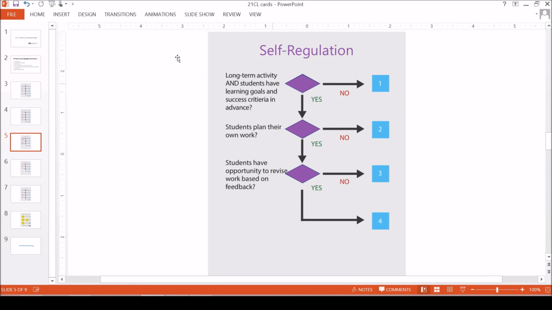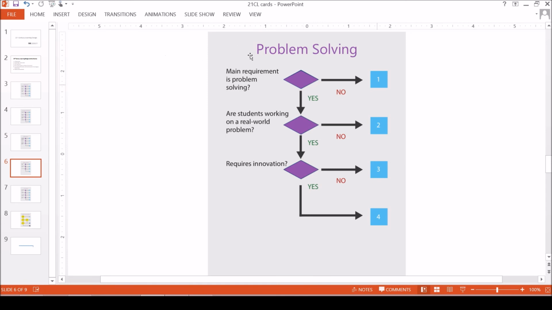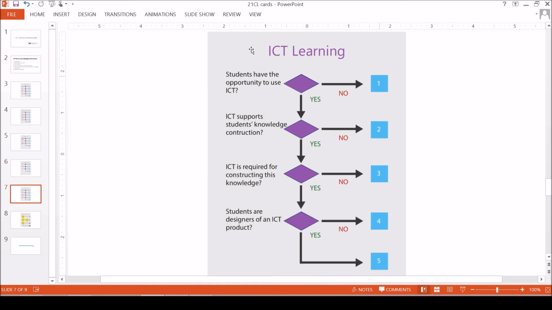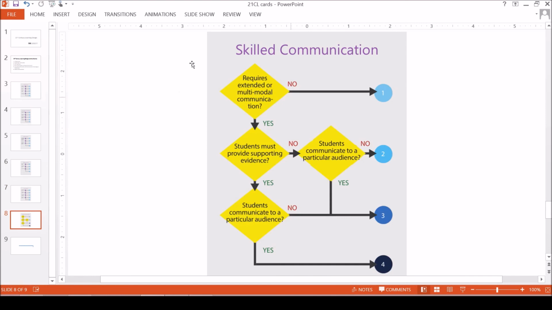Not really constructing knowledge, so that's going to be a 1. Not really a long-term activity, so self-regulation is going to be a 1. There's no problem solving involved, so that's going to be a 1. There is some ICT learning happening, but since we're not really constructing knowledge, we're sort of maxed out here at 2. And communication-wise, we're going to be down here at 2 because we do require multimodal communication, but we're not having the students provide supporting evidence, nor are we having the students communicate to a particular audience.